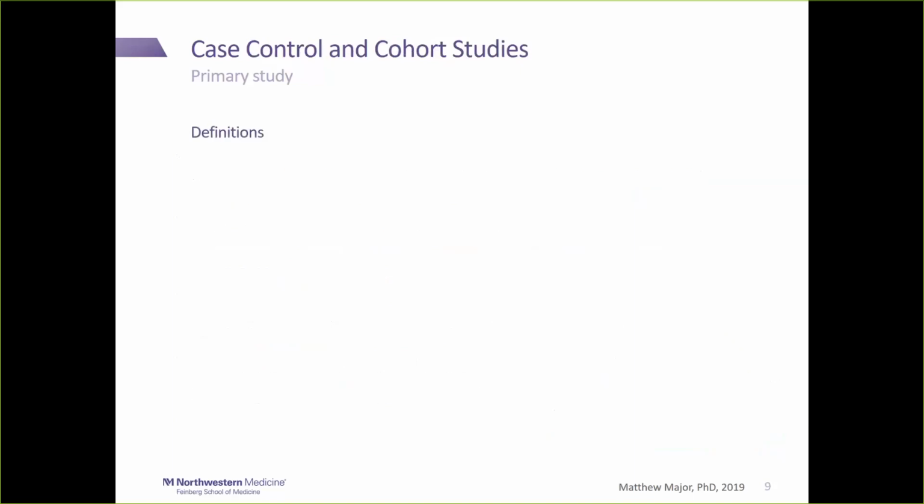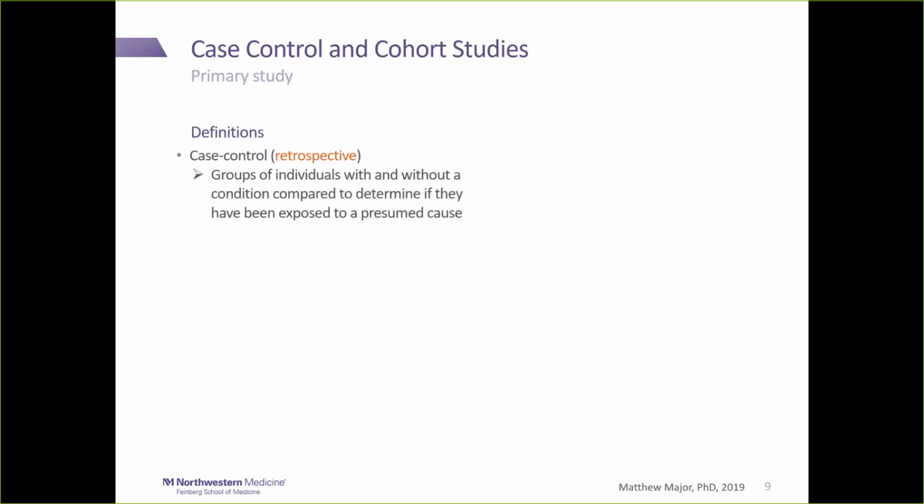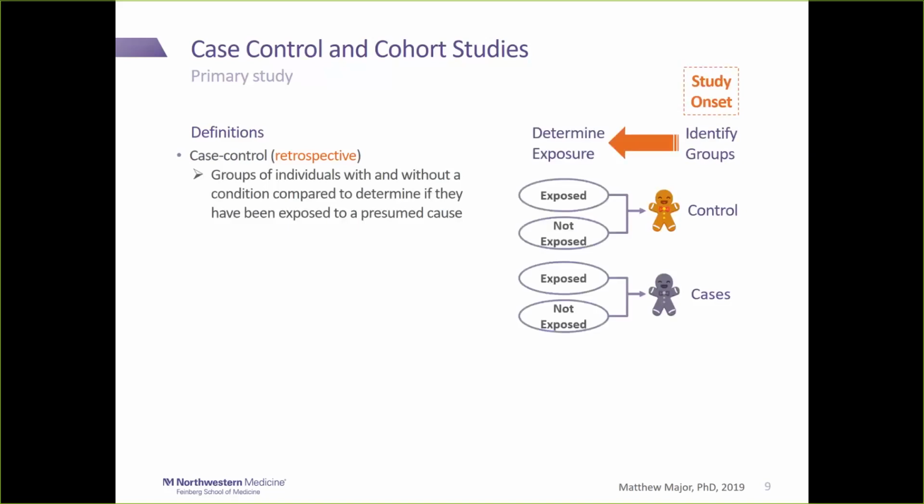So, talking about case controls and cohorts, case controls are retrospective. It's when groups of individuals with and without a condition are compared to determine if they have been exposed to a presumed cause. So in this case, you are starting the study by identifying your groups, your controls, and your cases. You're working backwards to determine what the exposure is. Have they been exposed or have they not been exposed?